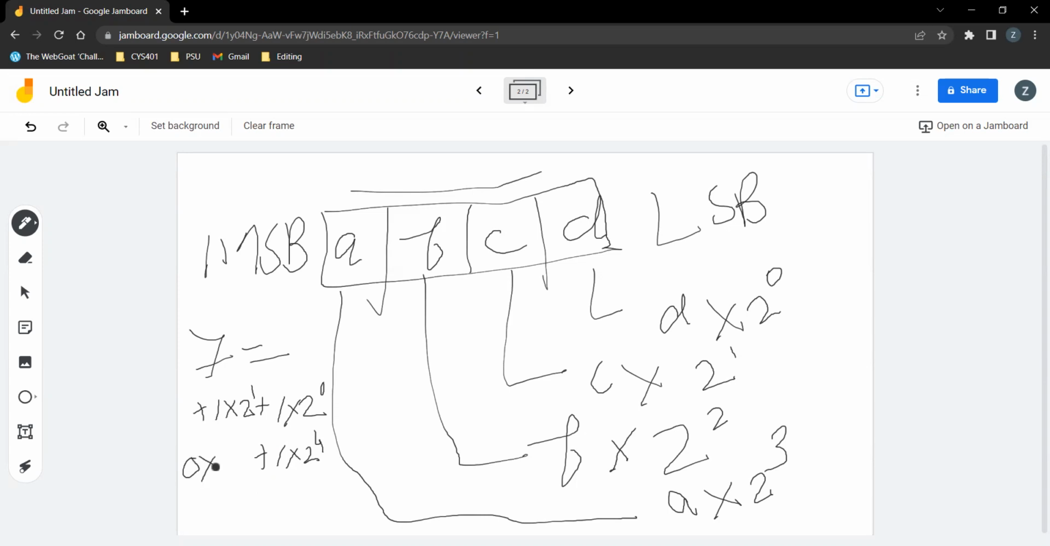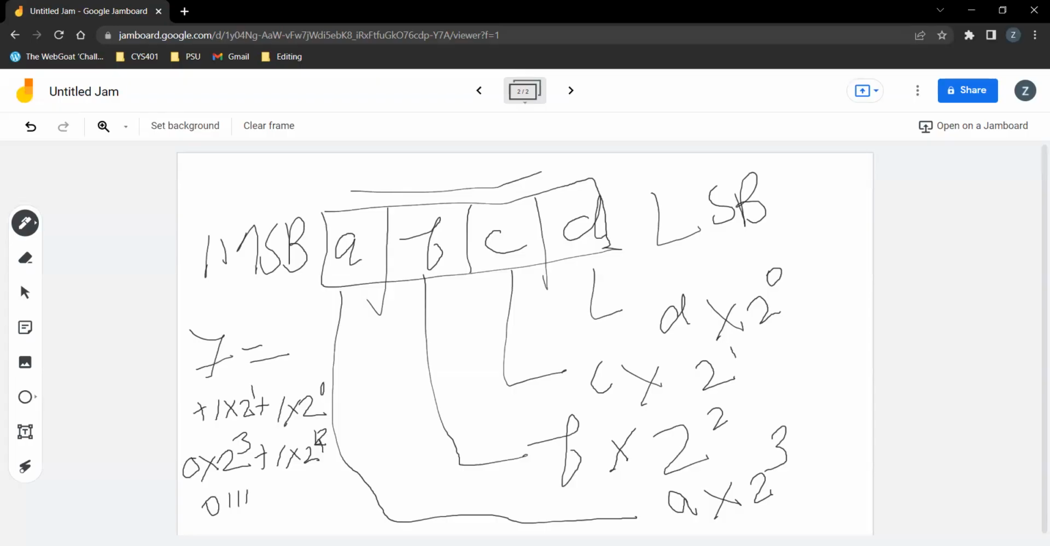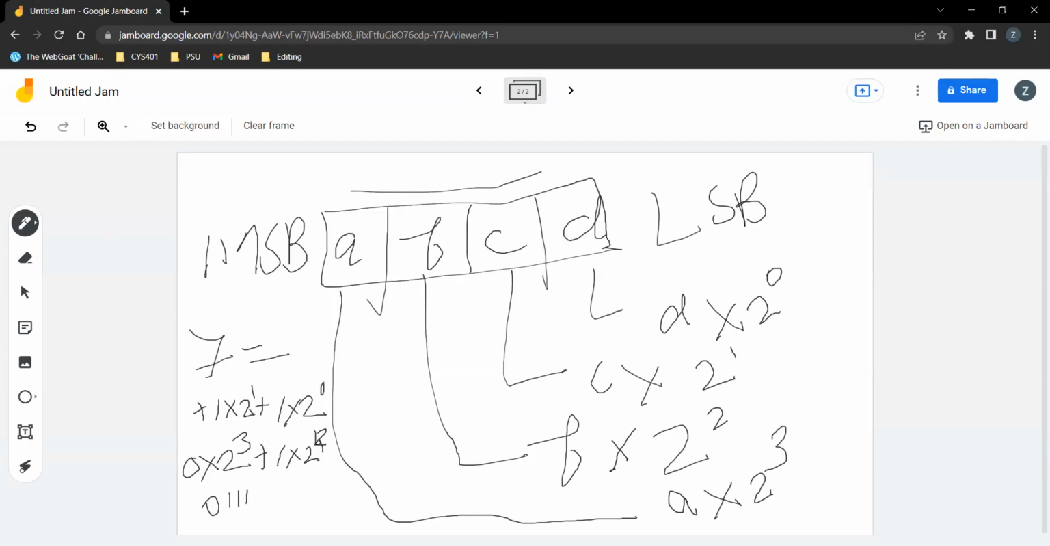0 into 2 to the power 0, 1, 2, it is 3. So ultimately it becomes 1, 1, 1. By the way, this is just an attempt to elaborate it. Otherwise, when it comes to writing a program for converting this, it is quite easy. You can just remember the trick and it is applicable to any type of conversion. Let's see what we need to do.